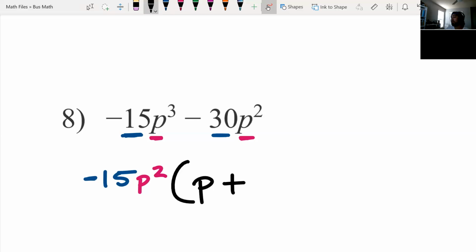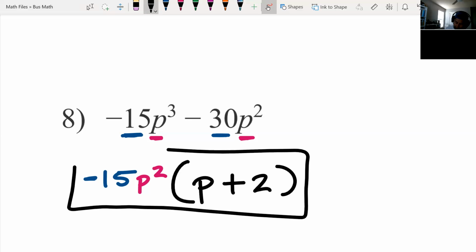Plus, because negative from negative makes positive, what's -15 factored from 30? +2. That's it, +2. Because your p squareds will what? Cancel. There it is.